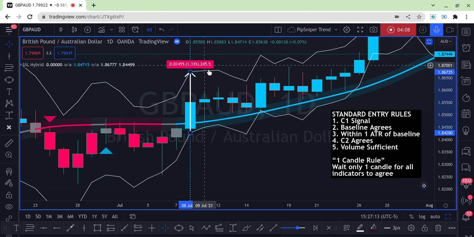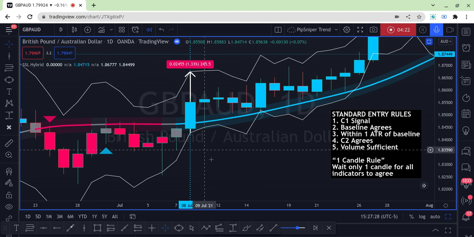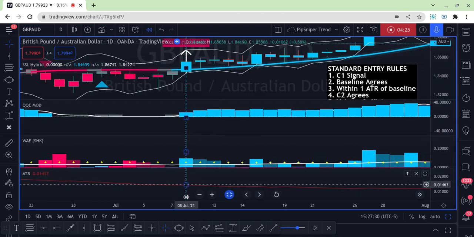So 245.5, you just open up your calculator and you do 245.5 pips and divide that by 2. So 122.75. What you don't want is for it to go above 122.75.